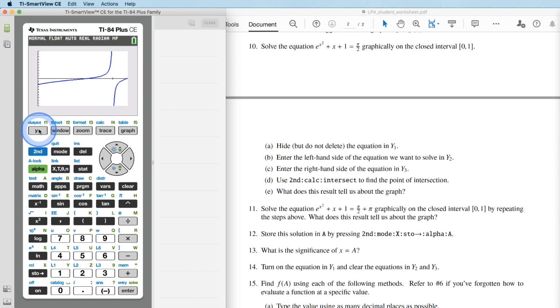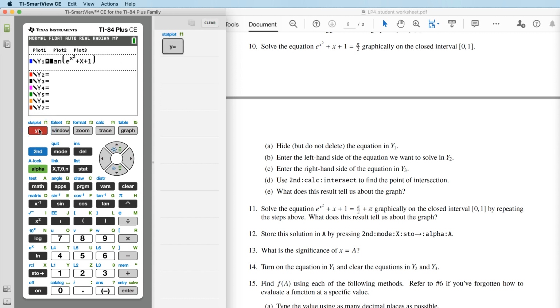So I'm going to press y equals to go back to my equation list. And because we are not solving the tangent of e to the x squared plus x plus 1, I'm going to temporarily hide what's in y1. I don't want to delete it because we're going to need to use it again later, and I don't want to have to come back and retype it later. I'm just going to hide it. So to do that, move your cursor over the equal sign and hit enter.